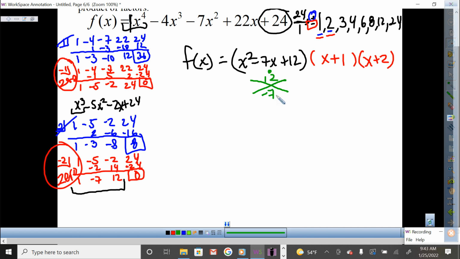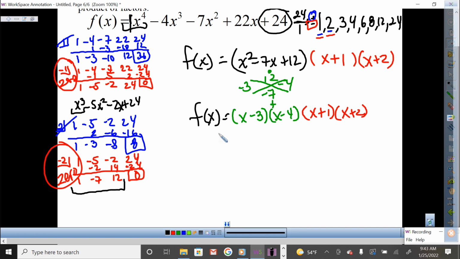12, negative 7. What factors of 12 add up to negative 7? Negative what? Negative 3, negative 4. So my factors are x minus 3, x minus 4. Bring down the other factors, x plus 1, x plus 2, and all that equal to f of x.